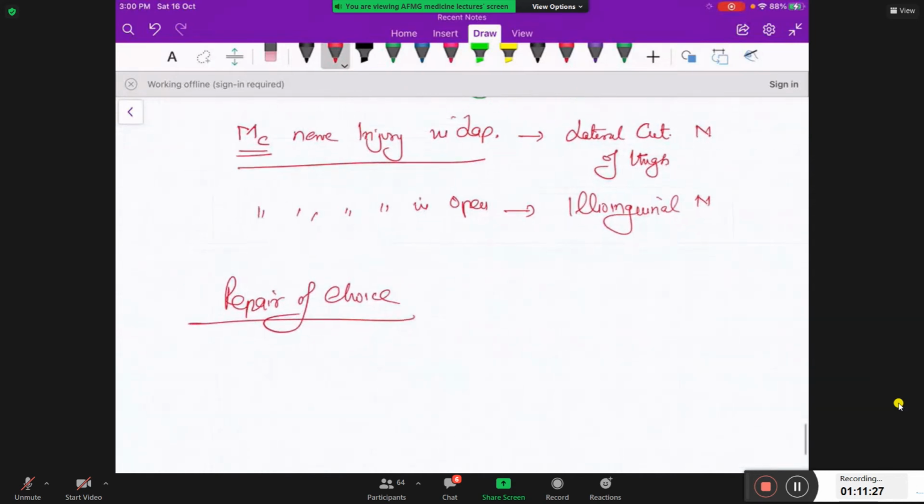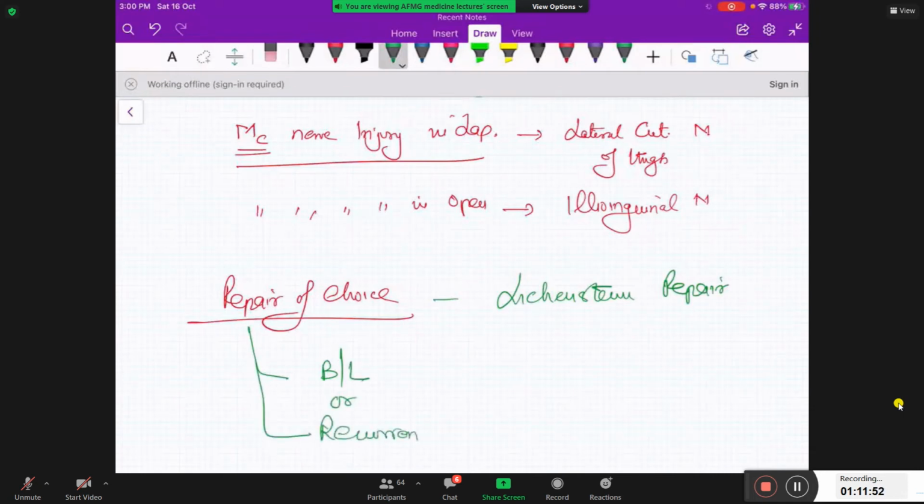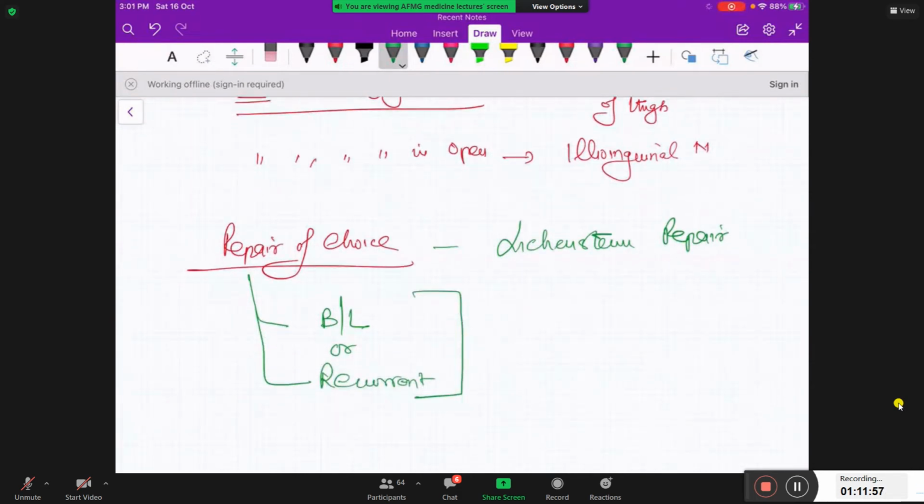Now, coming to repair of choice. A very commonly asked question: what is the repair of choice in inguinal hernia? The repair of choice is Lichtenstein repair. But be very careful if you are asked the repair of choice in a bilateral or recurrent hernia. Specifically for bilateral or recurrent hernia, your answer will be laparoscopic TEP repair.